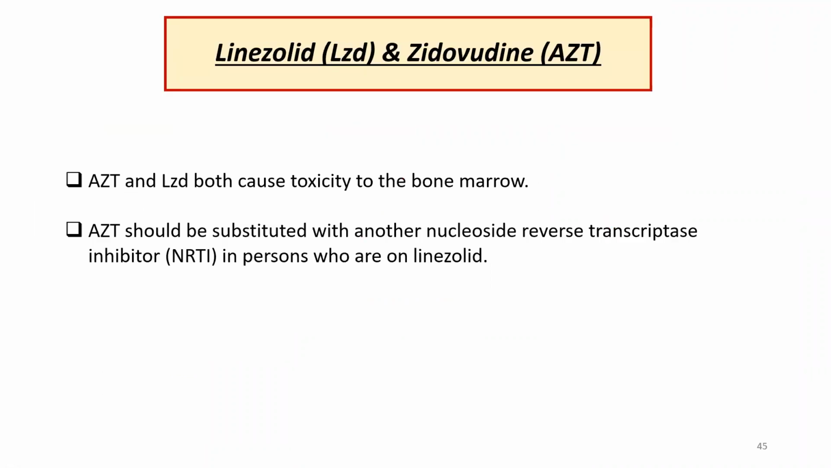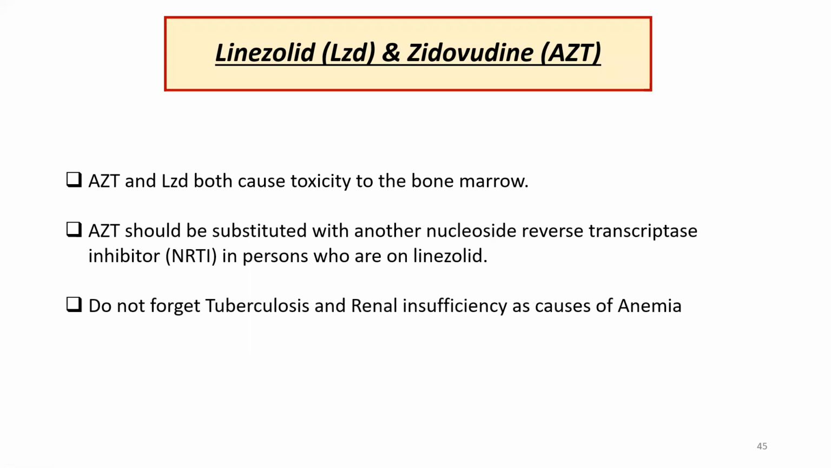Now, what about linezolid and zidovudine? Zidovudine and linezolid, both of these drugs cause toxicity on the bone marrow. So they have an effect on your bone marrow. Based on that, AZT should be substituted with another nucleoside reverse transcriptase inhibitor in a person who is on linezolid. The reason is that if you're using both of them, you're going to cause problems with the bone marrow. A patient will have low HB, low platelets, and low neutrophils. So patients shouldn't be on linezolid and zidovudine. Obviously there are instances where you can't change the linezolid, so you have to compromise your zidovudine. Remember also that TB and renal insufficiency can also cause anemia.